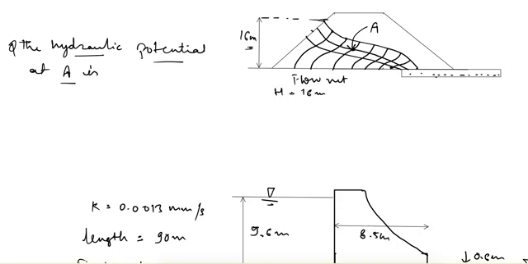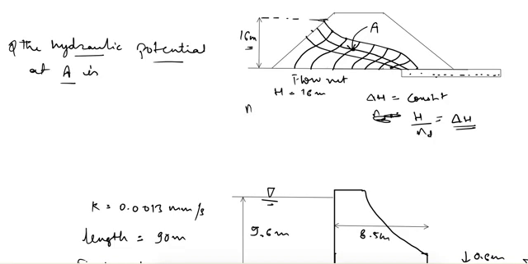So if the flow net is given, so we know that for all the potential lines the equipotential drop is same. So if we can find out the number of drops, so from that if the total head is divided by the number of drops, so we can find out the single equipotential drop, and then we can see how many equipotential drops are there up to this point and the remaining head. In that way we can find out.